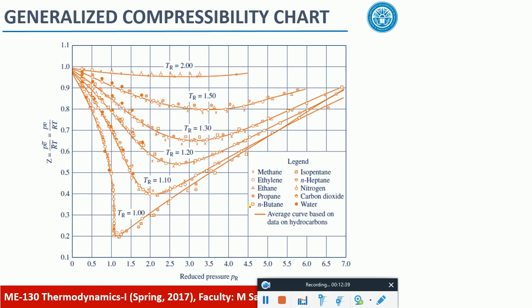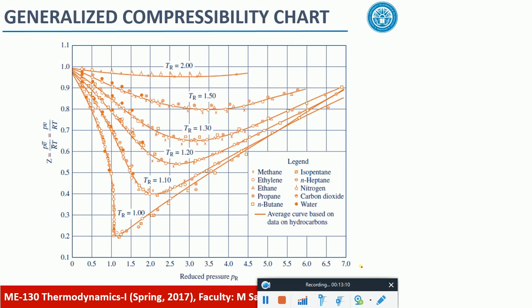Substances. It is just a trend that you can see: TR equals 1, TR equals 1.10, TR equals 1.20, and this is from 0 to 7. Those charts have been experimentally measured, and that data has been given to you in the form of charts or in the form of property tables.